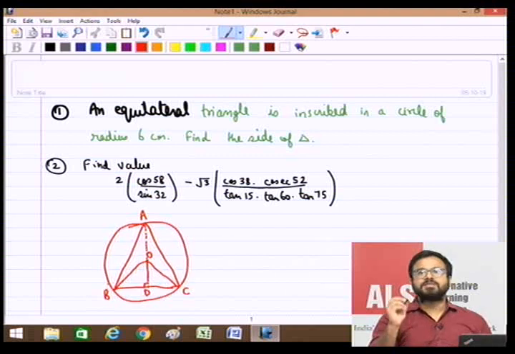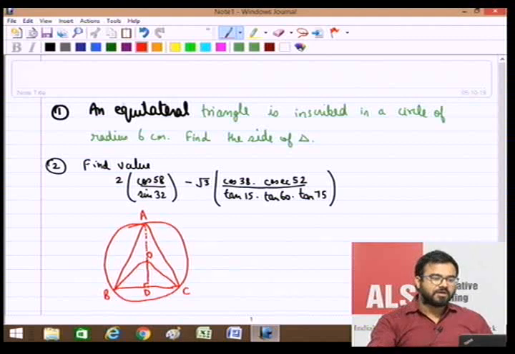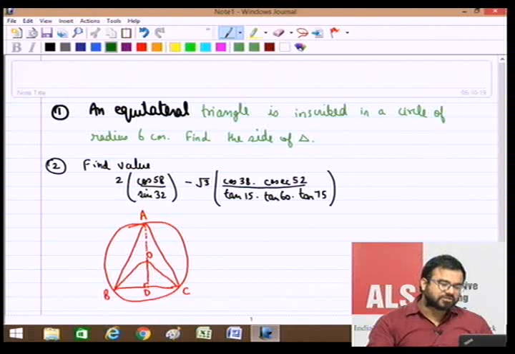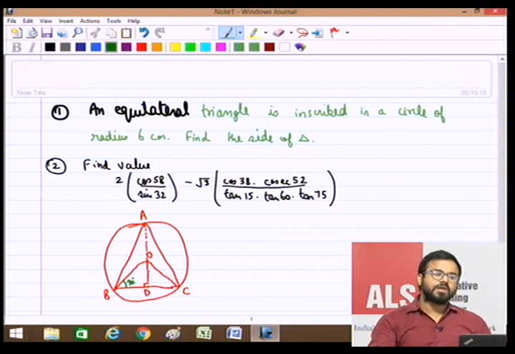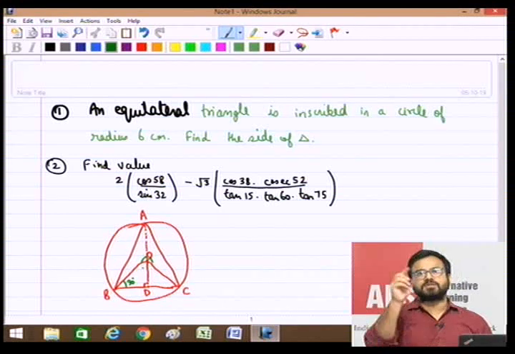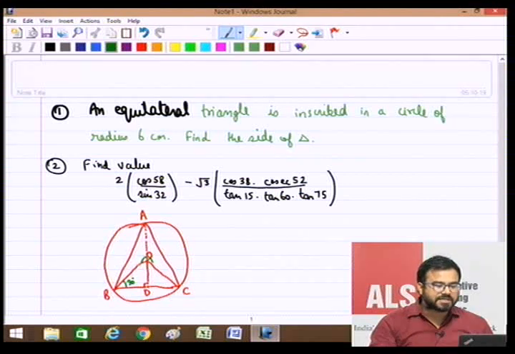Since ABC is an equilateral triangle, the angles of this triangle are 60 degrees. OB is the angle bisector, so this angle will be 30 degrees. Or you can also understand it this way: these 3 angles at the center will be 120, 120 and 120, because 360 degrees at the center is divided into 3 parts. Either way you can tell.